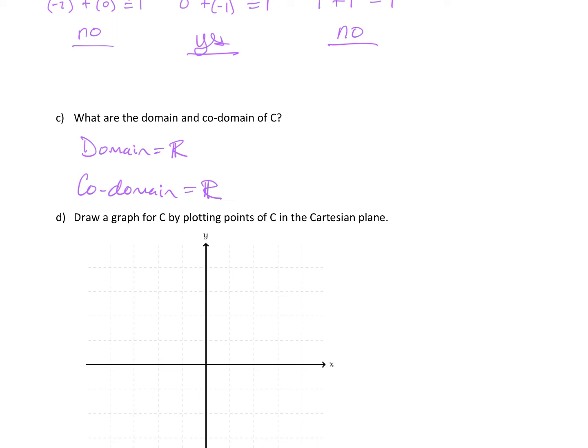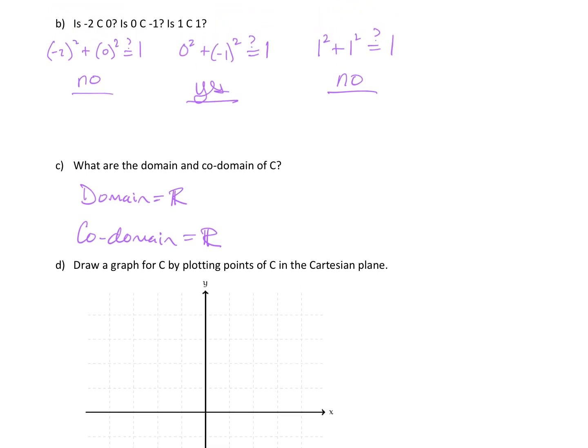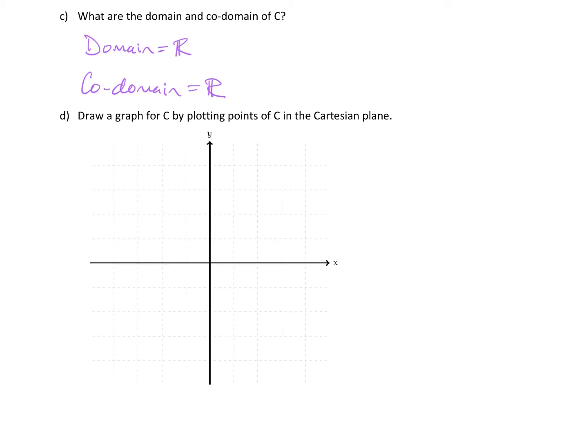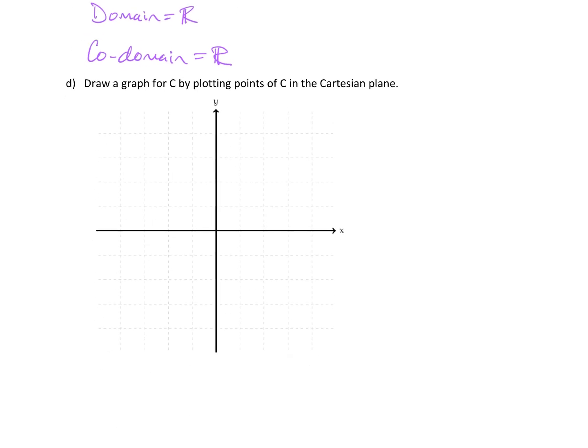Okay, we want to draw a graph for C by plotting points that are on C in the Cartesian plane. So we go back and we have a few already, right? I know that (1, 0) is a point on C. (Negative a half, root 3 over 2) is on there, and (0, negative 1) is on there. So I have 3 points I can start with.